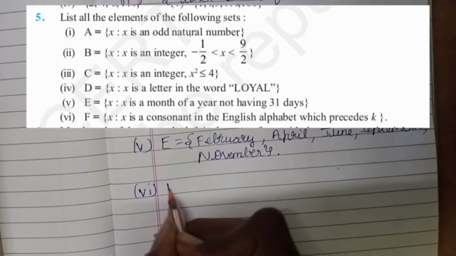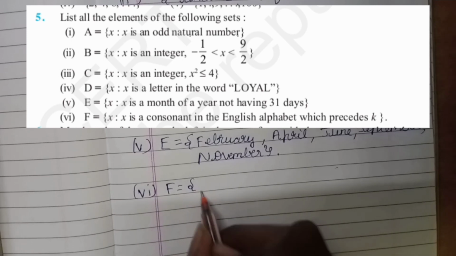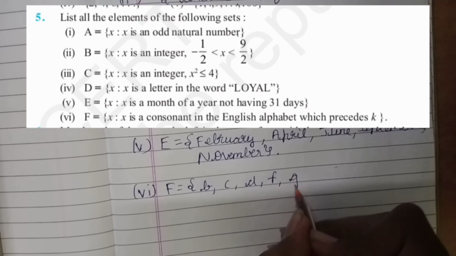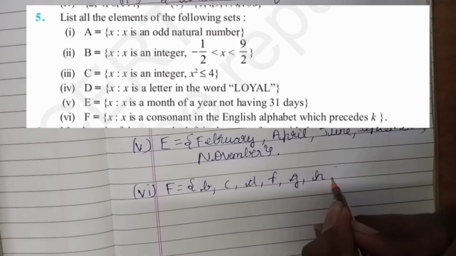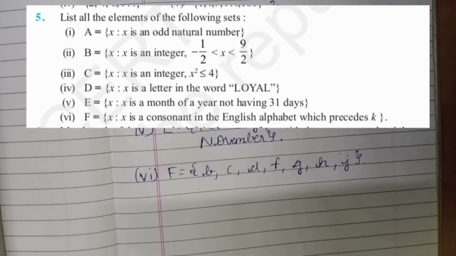We'll note F is equal to A, E, I, O, U. Leave these because these are vowels. Apart from this, all are consonants. You all know, I guess. B, C, D, F, G, H, I is a vowel, J, K. We should not write K because they have not mentioned till K, they have mentioned precedes K. Therefore, K is not an element in the set F.